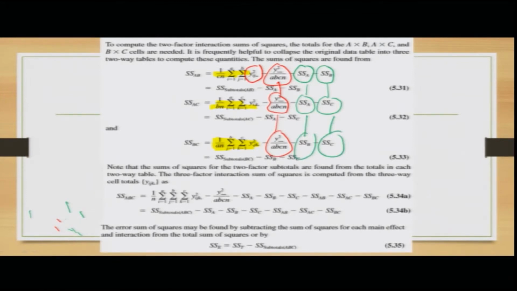So, note that the sum of the squares for the two factor subtotals are found from the totals in each two-way table. So, you are basically into two-way tables. The three factor interaction sum of the squares is computed in a similar way.